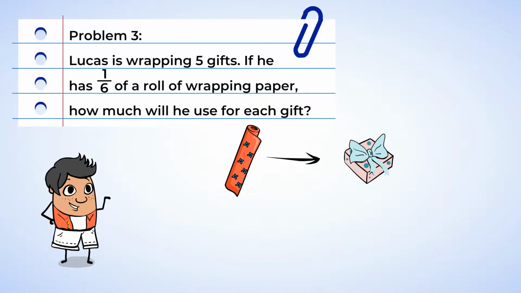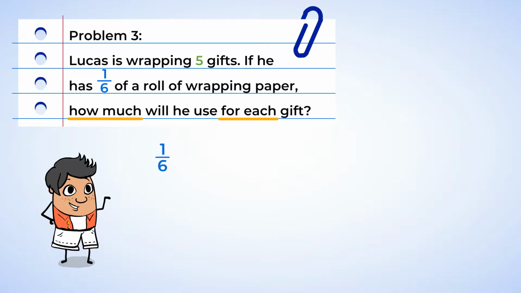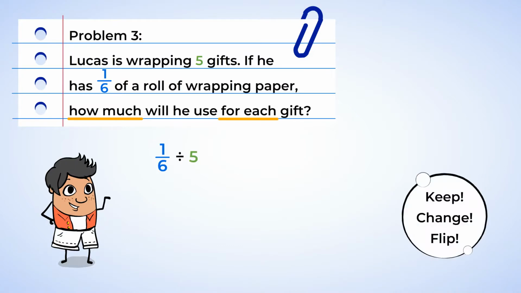Lucas is wrapping 5 gifts. If he has 1/6 of a roll of wrapping paper, well, how much will he use for each gift? Lucas has 1/6 of a roll of wrapping paper to use equally with 5 gifts. So we have the expression 1/6 divided by 5. Now let's use our new shortcut, keep, change, flip, to solve this problem.